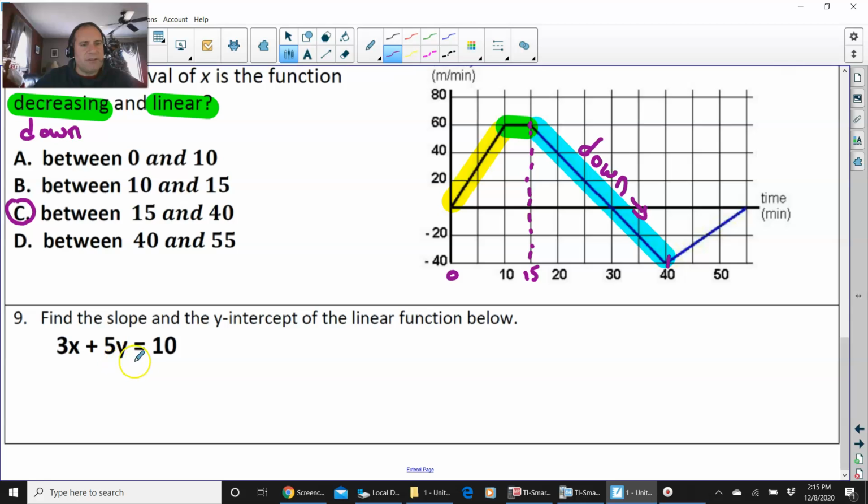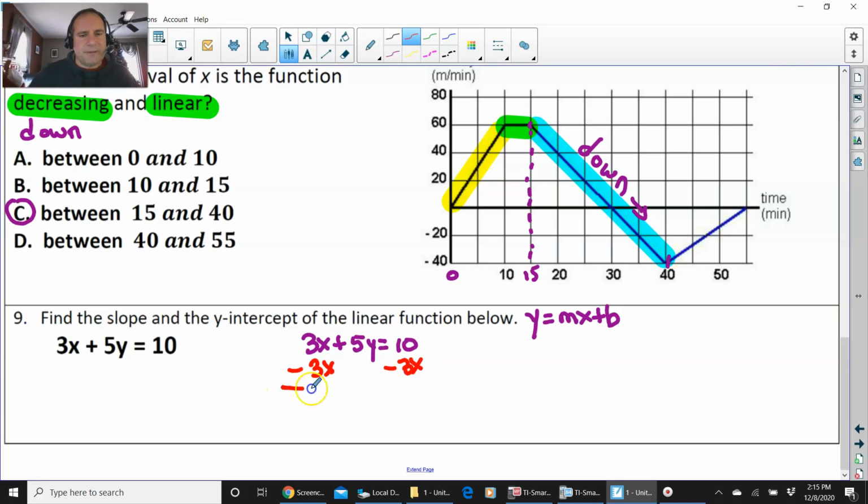Number 9, find the slope and y-intercept of the linear function below. So we have 3x plus 5y equals 10. To find the slope and the y-intercept, you must put it in y equals mx plus b format. So the first thing that we do, I'm just going to rewrite it. The first thing we want to do is move that 3x over to the other side of the equal sign, minus 3x. Minus 3x. This cancels. We have 5y equals, and I hope you don't get confused, I'm going to put that negative 3x first, plus 10.